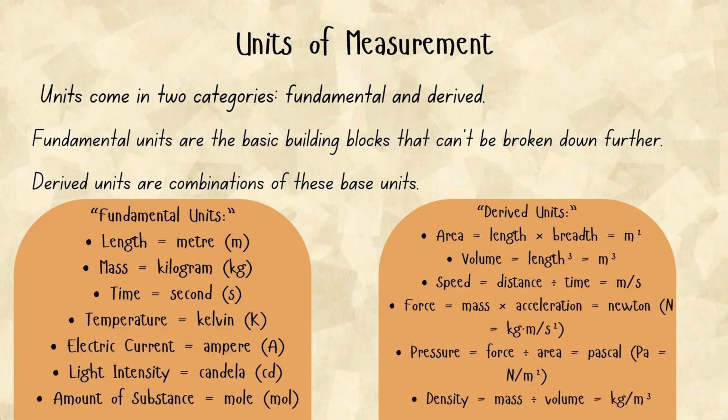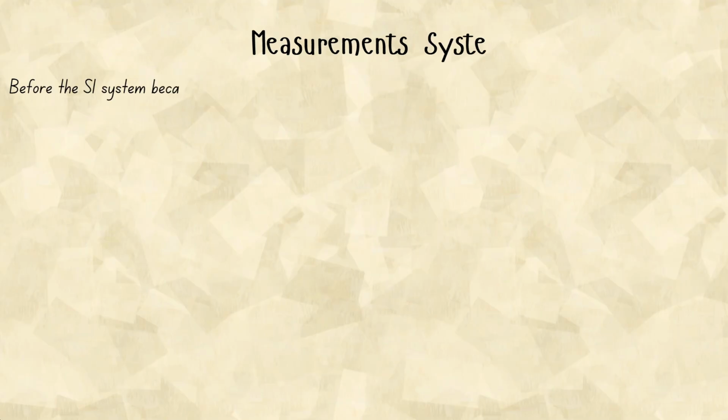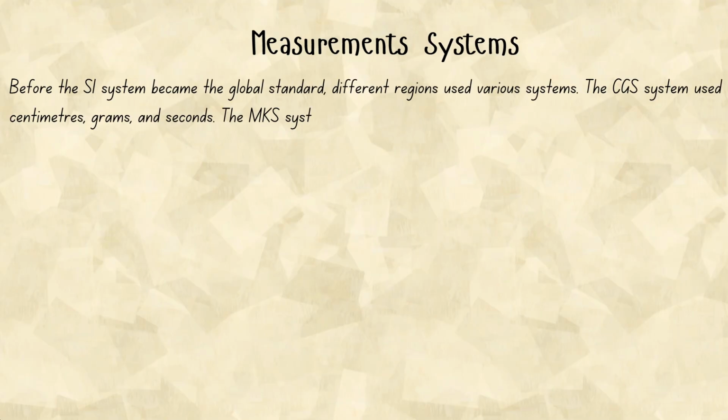Volume is in cubic meters since it's length cubed. Speed is measured in meters per second, which is distance divided by time. Force combines mass and acceleration, and it's measured in newtons. Pressure is force divided by area and measured in pascals, and density is mass divided by volume, measured in kilograms per cubic meter.